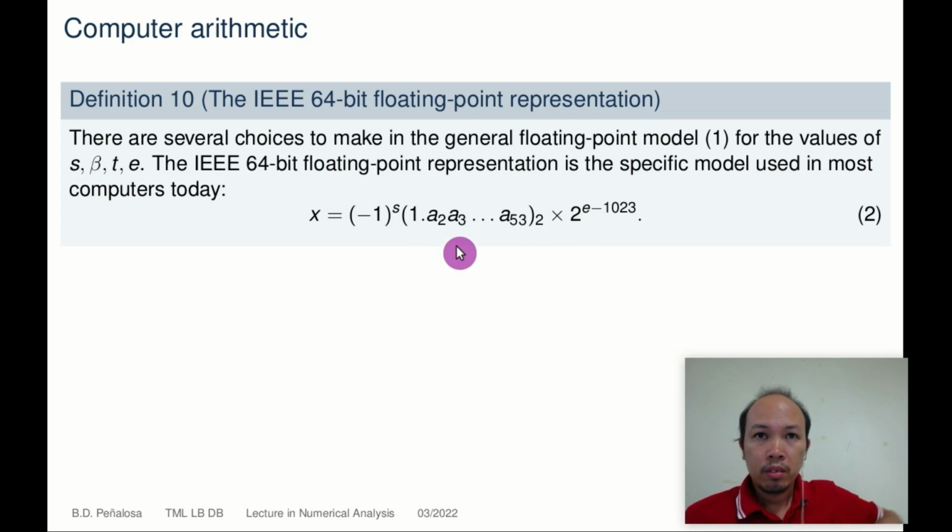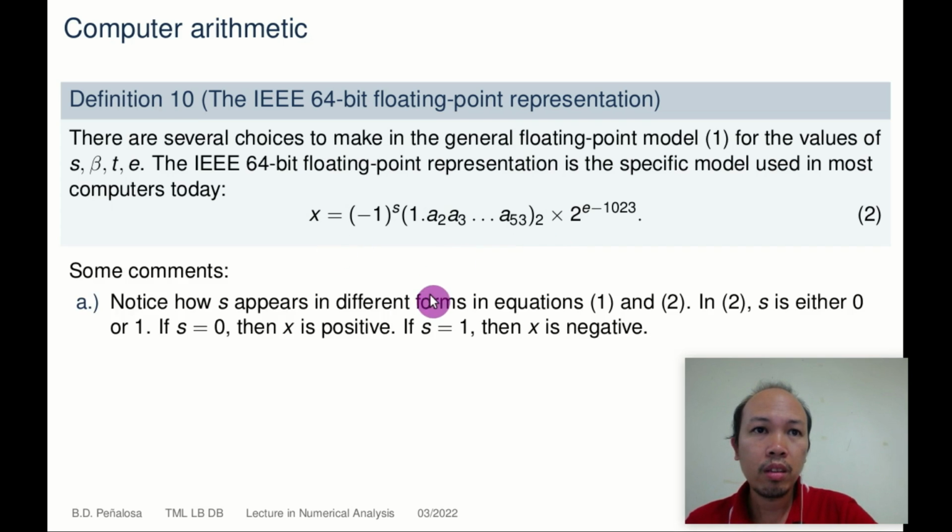Okay, so well, anyway, there are some comments here. As you can see here, if s here is 0, then that number is positive. If s is 1, then that number is negative.